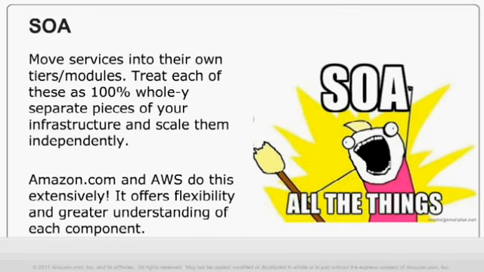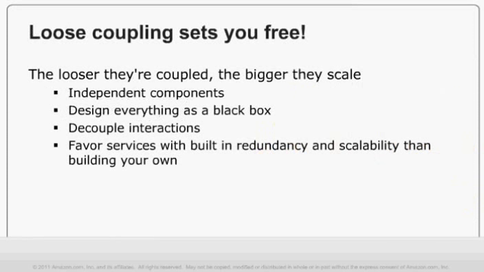Okay, so we're going to talk a little bit more about loose coupling. The looser you're coupled, the bigger you can scale. It's important to have independent components and tiers to your application. Design these tiers as black boxes, or these components as black boxes. Decouple interactions between them, creating service layers between them. Favor services with built-in redundancy and scalability rather than building your own. We looked at the beginning at a number of services that offer HA or fault tolerance right out of the gate with AWS. Great to use those. Don't build your own. Reuse what you can.